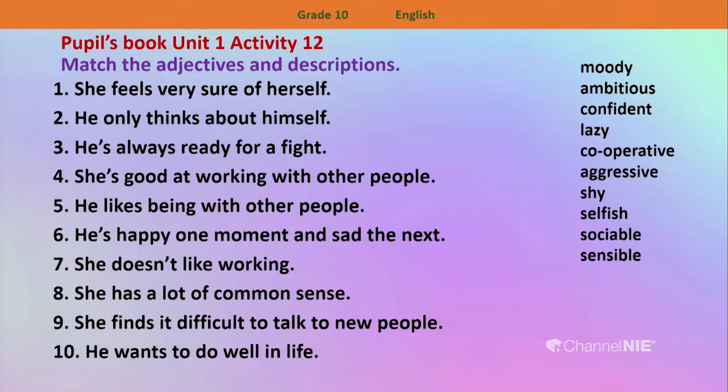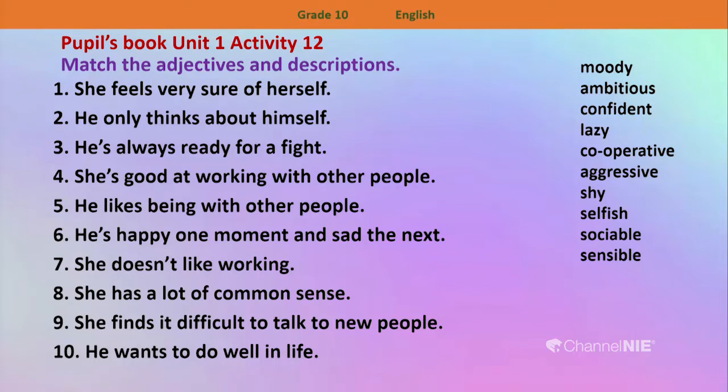Number 1, she feels very sure of herself. He only thinks about himself. He is always ready for a fight. She is good at working with other people. He likes being with other people. He is happy one moment and sad the next. She doesn't like working. She has a lot of common sense. She finds it difficult to talk to new people. He wants to do well in life.